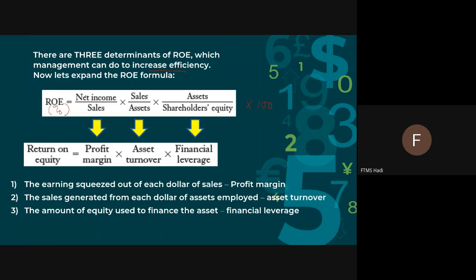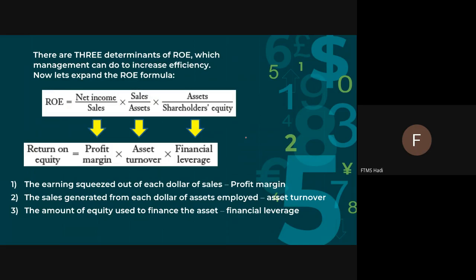Net income divided by sales, in other words net profit divided by sales, refers to the profit margin. In chapter 2 on Friday, you will learn how to find net profit margin, asset turnover, and financial leverage. The second one, sales divided by assets, is the formula of asset turnover, which is how many dollars of sales $1 of assets generates. And the first one is how much income $1 of sales generates. The last one, assets divided by shareholders' equity, is the formula of financial leverage.